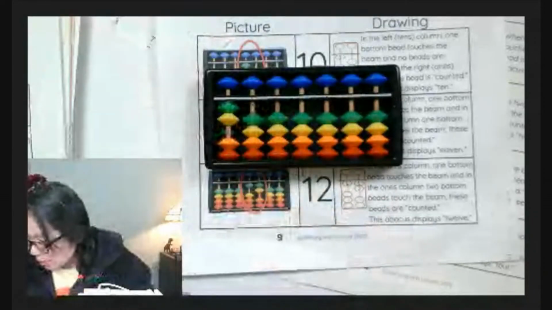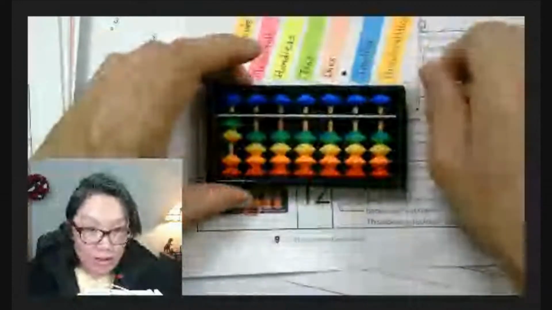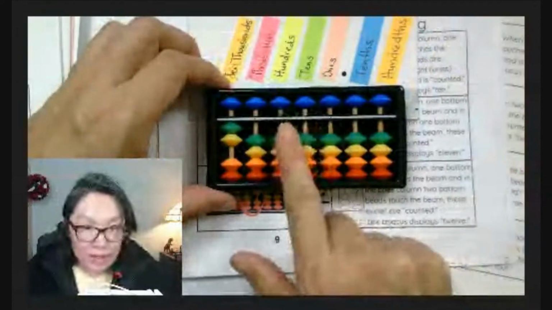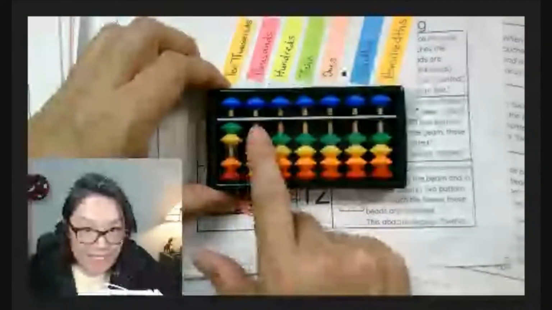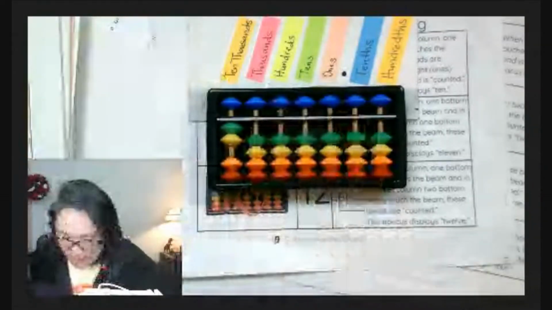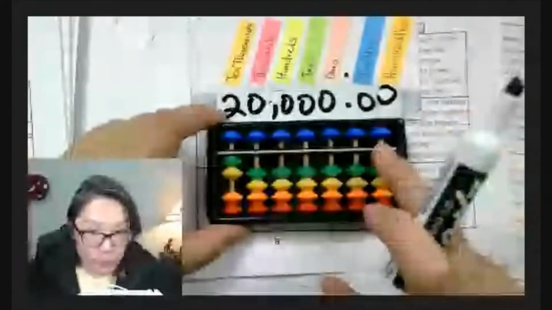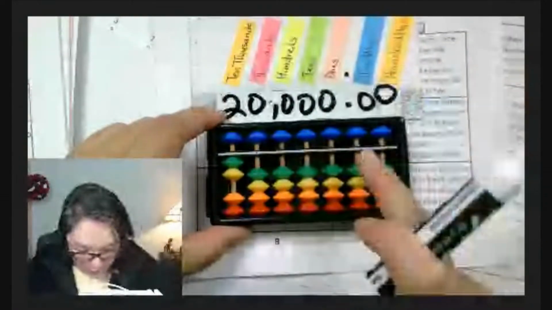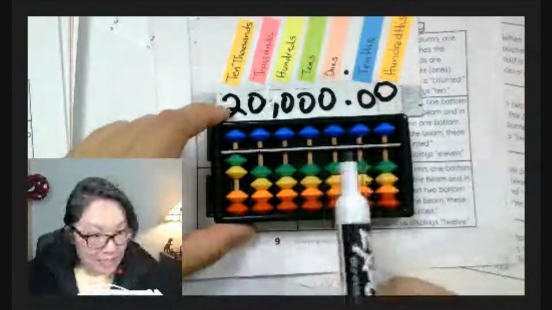But wait, why are we doing it in different columns? Well, if you notice, the 2s actually have a placeholder. The placeholders are the 1s, the 10s, the 100s, the 1000s, and the 10,000s. When I look at it, we have 20,000. So when I write it, it's actually 20,000.00. These over here are the decimal. We have our tenths and our hundredths. Notice that the decimal sits between the 1s and the tenths. Does anybody have any questions?